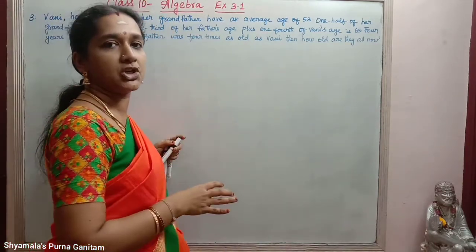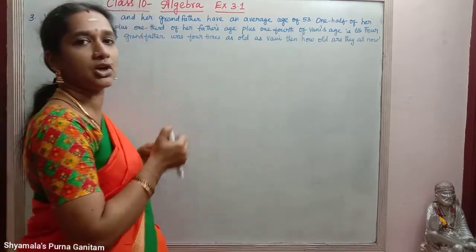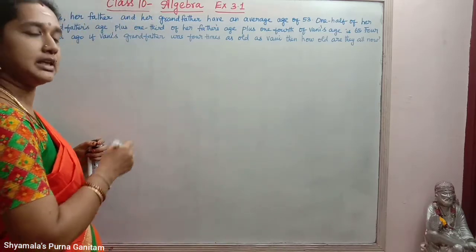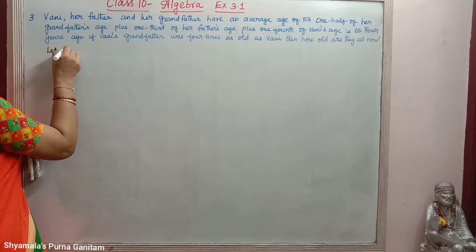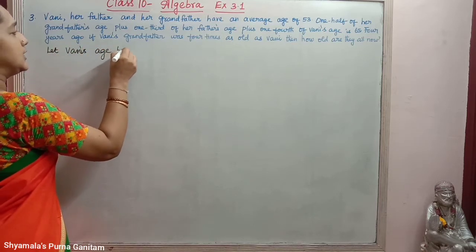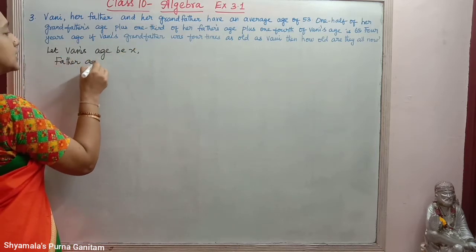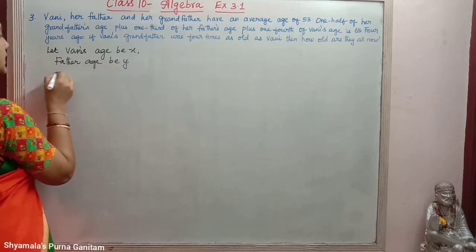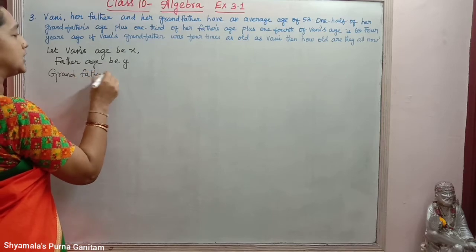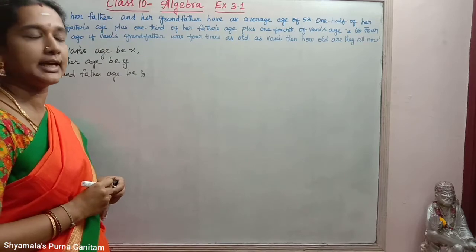So with the given information, we can make 3 equations. Then it can be solved to find the ages of Vani, her father and grandfather. So we'll take Vani's age to be x, father's age to be y, and grandfather's age to be z. So we'll take it as x, y and z.